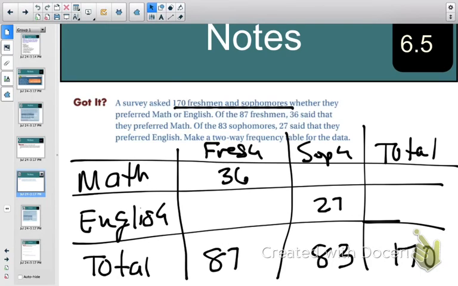Of the 87 freshmen, so 87 goes in the total freshmen, 36 said they prefer math, so 36 up here in freshman math. Of the 83 sophomores, so total of 83 on the sophomores, 27 said they prefer English, so sophomore English, down here 27. Now we can figure the rest of things out.